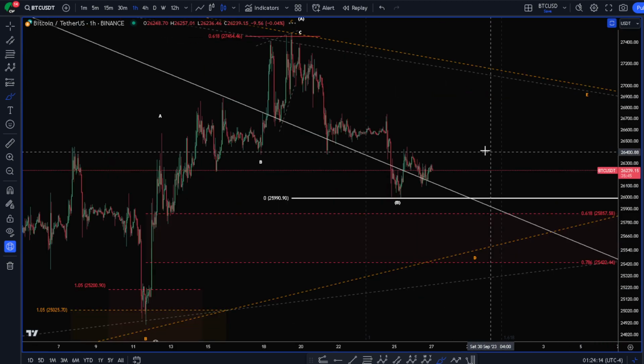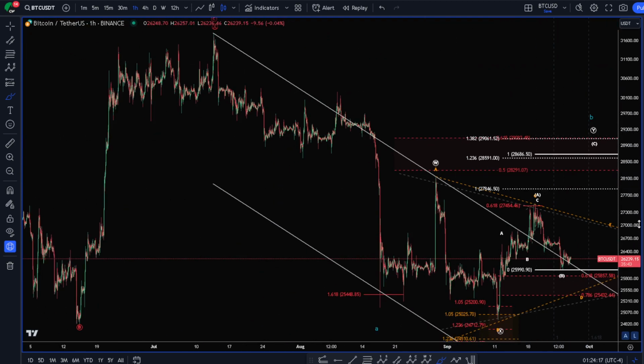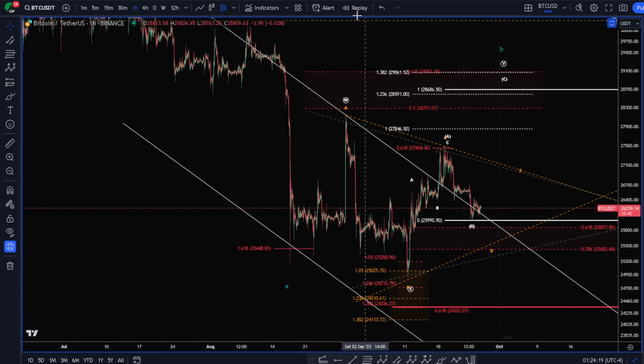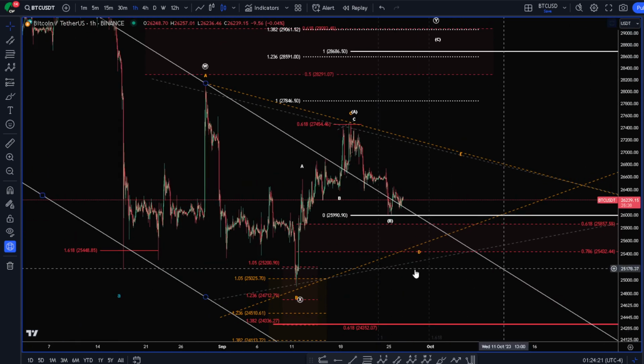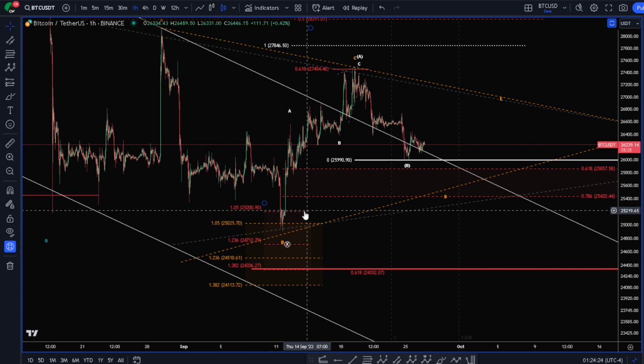But on the lower time frames, I'll just show you where I'm at. So we're in the middle of this correction. I am currently long. Just going to get rid of this one.